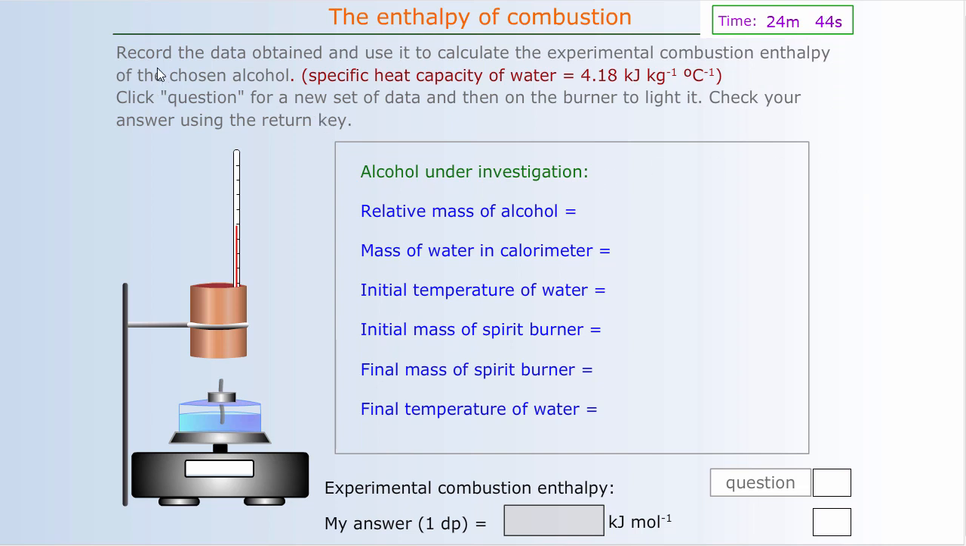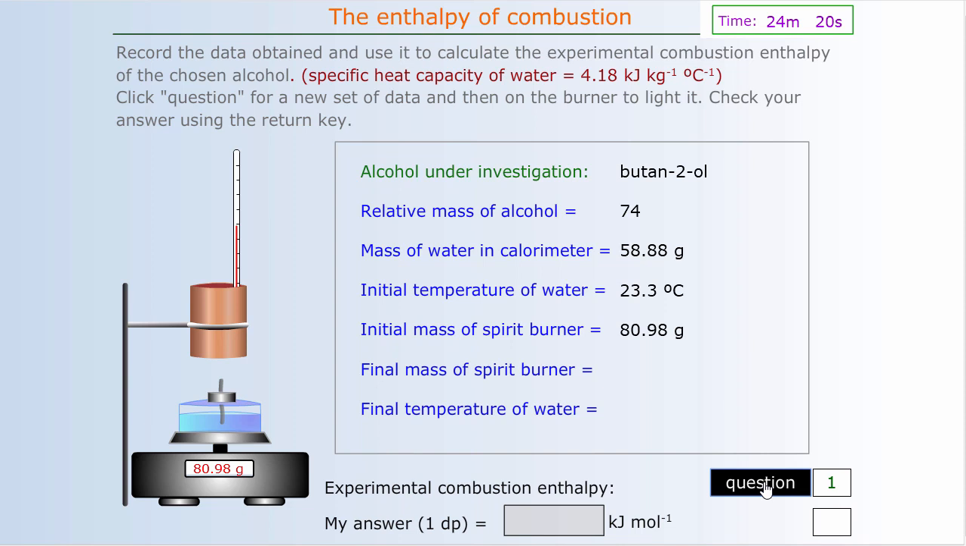Now we're told that we have to record the data obtained and use it to calculate the experimental combustion enthalpy of the chosen alcohol. We're given the specific heat capacity of water, and the instructions are: we click question for a new set of data and then on the burner to light it. And we're going to check our answer using the return key. So we need some data to start with.